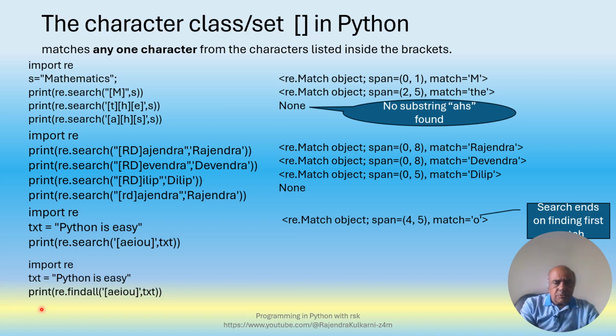Now in this case, the same string, Python is easy. We are applying the method re.findall. So what will this do? It will give us the output of all the characters matching AEIOU and present in the string txt. So our output is O, I, E, A. These are all four present in the Python is easy string.